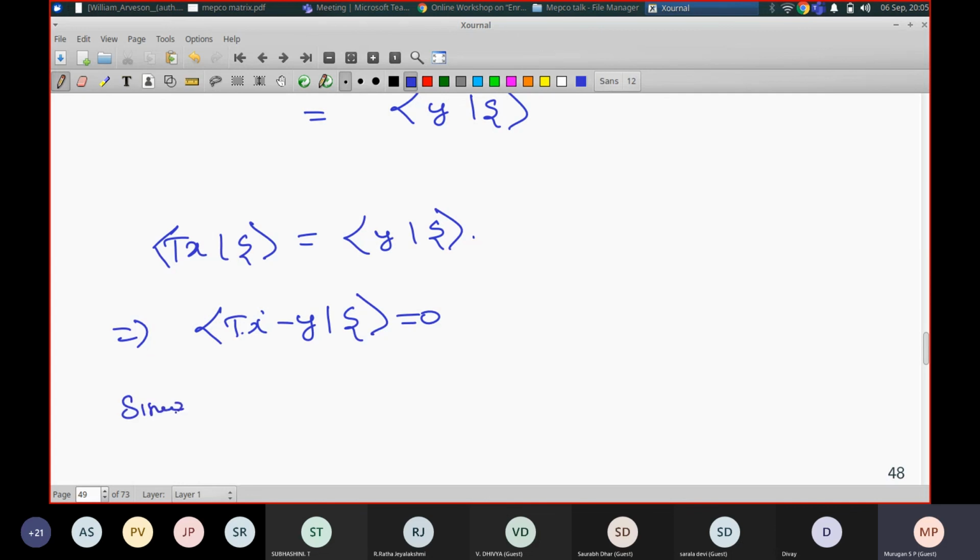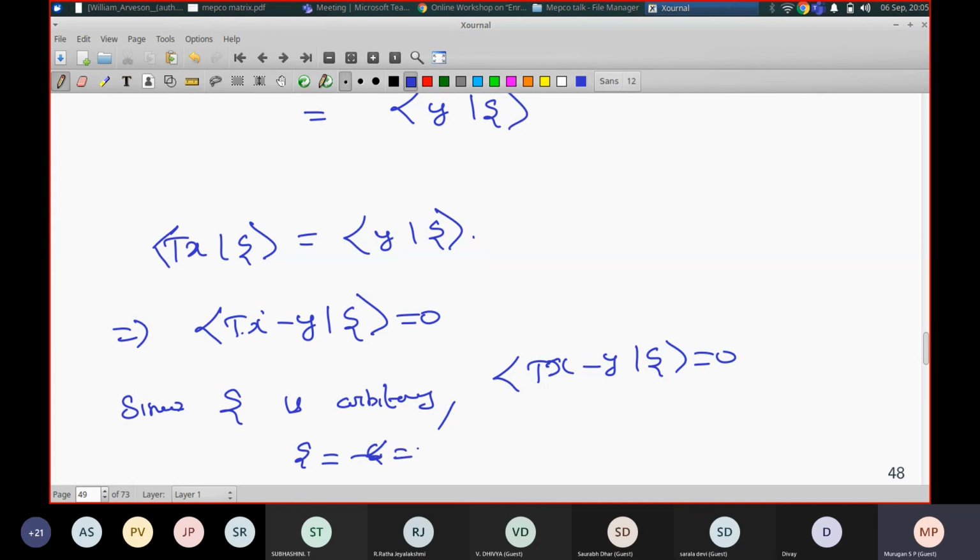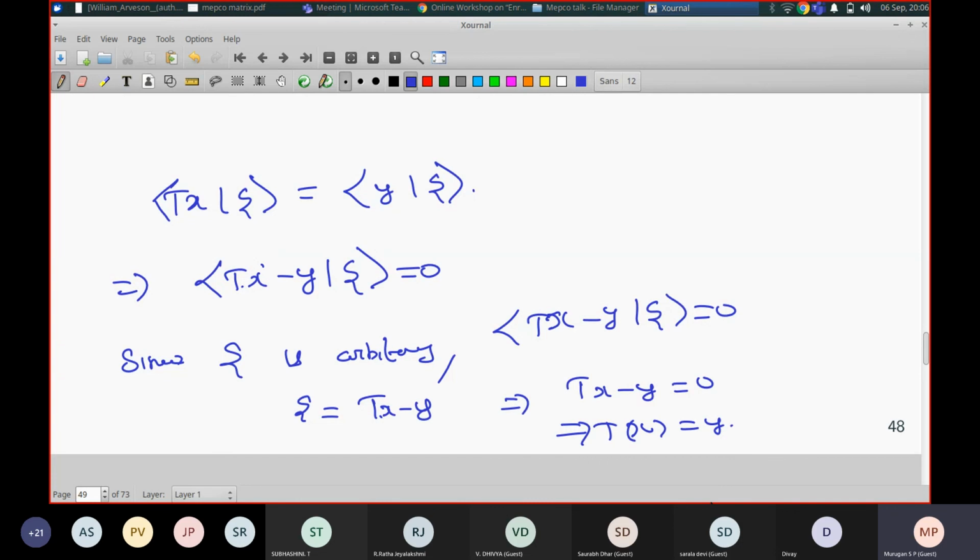See, since psi is arbitrary, right? We take an arbitrary element. Psi is an arbitrary element. Then this is equal to 0: T of x minus y, psi equal to 0. You can take psi equal to T of x minus y. And this implies T of x minus y equal to 0, right? Therefore, T of x equal to y. So hence the graph is closed. Okay, hence the graph is closed.